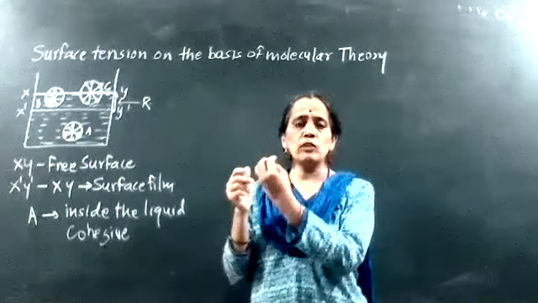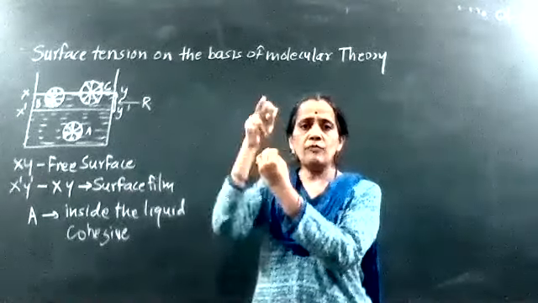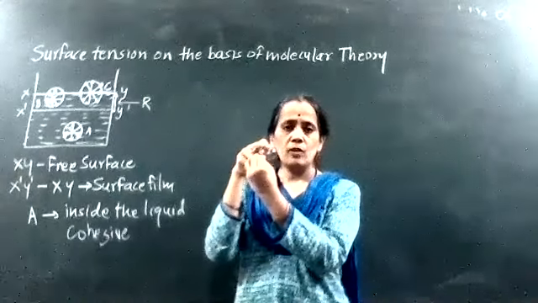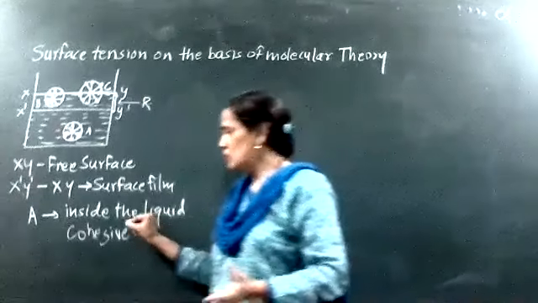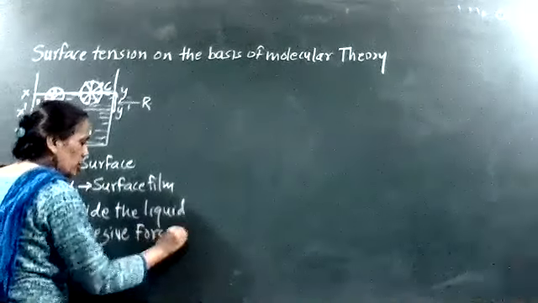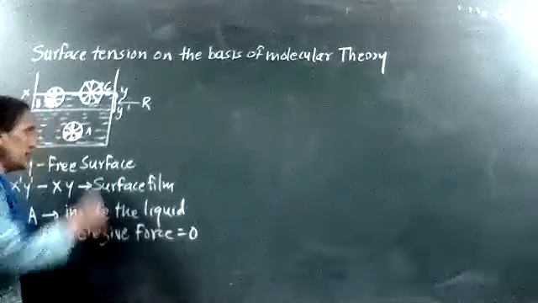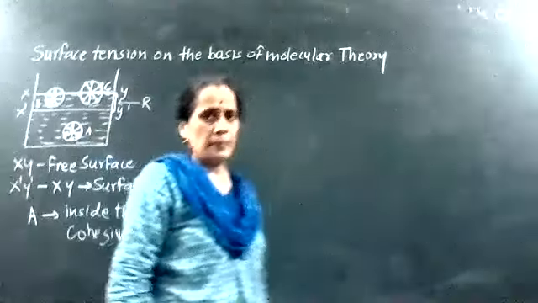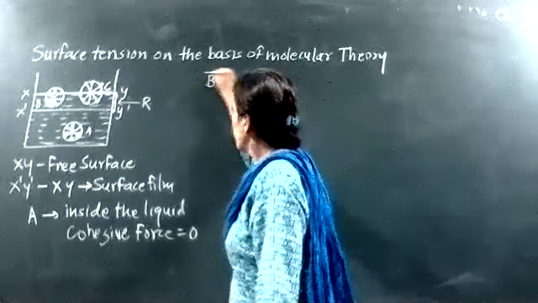But the A molecule will be surrounded by all the same type of liquid molecules. So every molecule surrounding A will exert a cohesive force whose magnitude is equal and directions are opposite. So the net cohesive force acting on the A molecule will become zero. Right? And therefore, molecule A will remain inside the liquid. Then I can talk about molecule B.